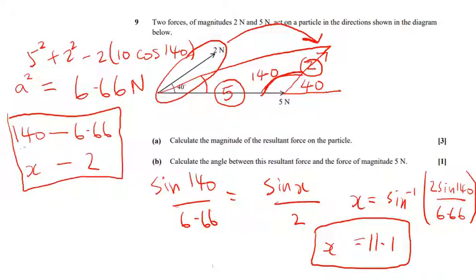And then if you want to use sine rule, you can get the angle. Opposite the 6.66 newtons is 140. Opposite the one that you want to work out is the 2 newtons. So sine 140 divided by 6.66 is equal to sine x divided by 2. Rearrange, you should get x equals 11.1.